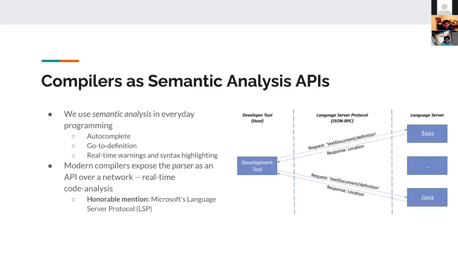The reason most of these features are possible in a scalable way is that modern compilers not only keep the parser as a crucial part of the compiler itself, they also expose the parser as an API. So you have direct access to this component of software that analyzes the semantics of your program. Loosely speaking, it can tell you what your program means, right? And if you have a server, an API over a network maybe, that gives you that, you can do real-time code analysis, which is really under the hood what enables these features I was talking about, and a lot more.